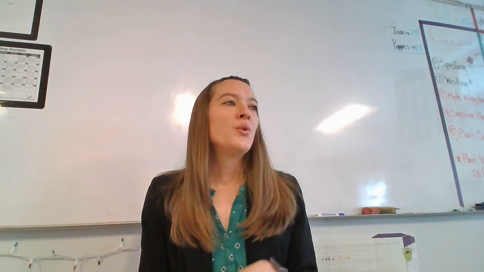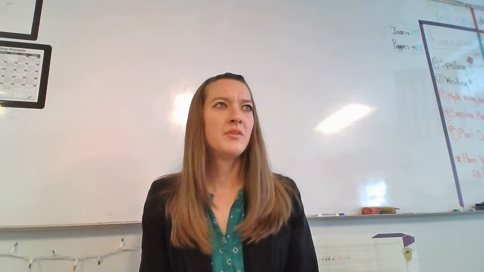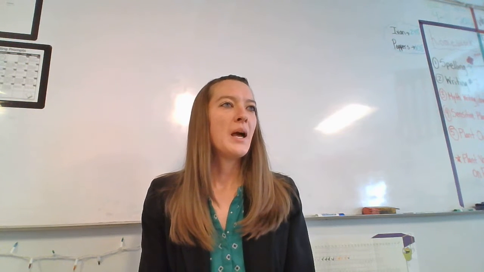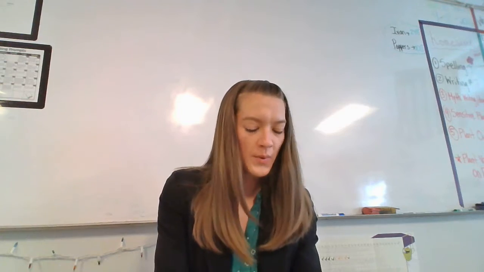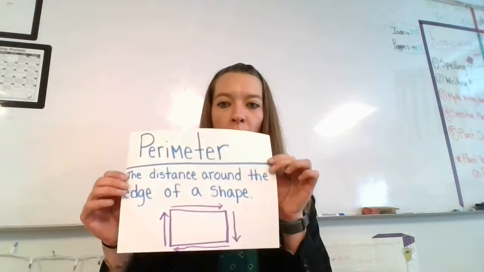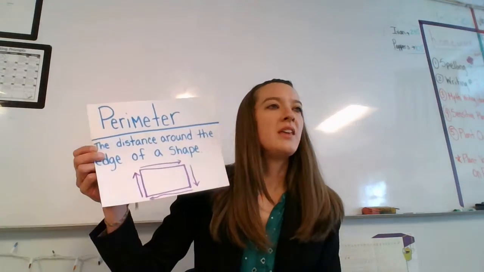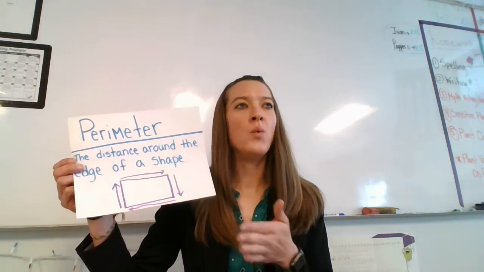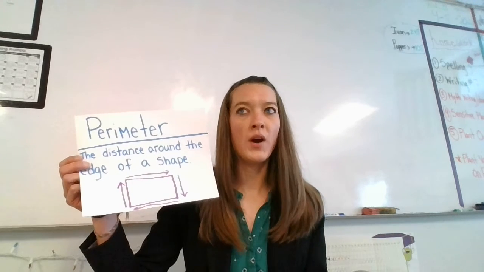How many of you guys remember perimeter from last week? Good. So who can tell me what is perimeter? Or how do we find perimeter? Yes. Oh, good. Yes, that's exactly right. And what we have here, if you're not sure, perimeter is the distance around the edge of a shape. And for us, what we talked about was finding the perimeter of a rectangle or a square.